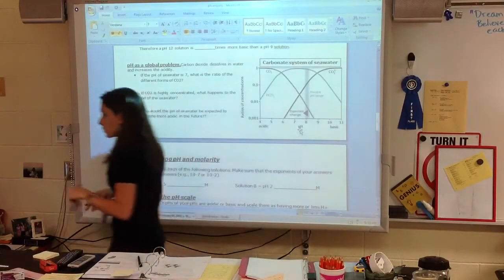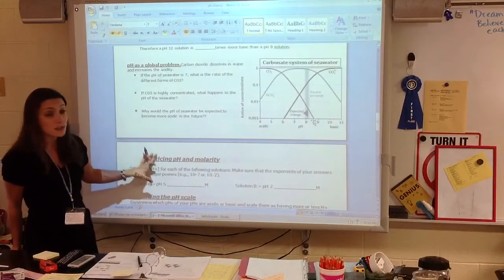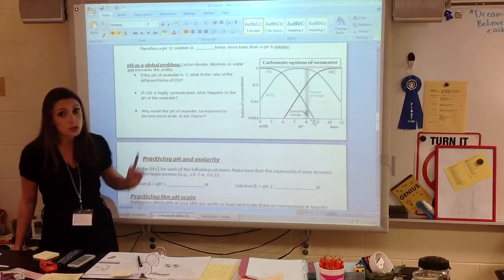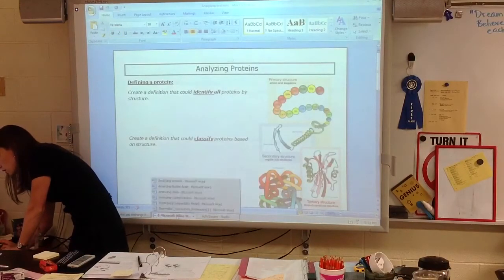So this assignment, we really want to know that property of water. There are lots of other properties of water, so make sure you go back and review your properties of water also.